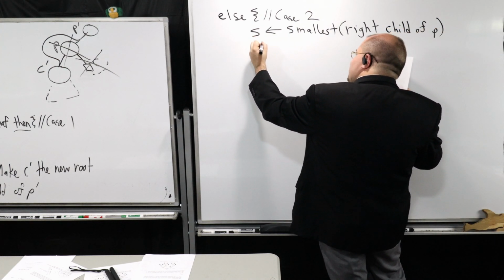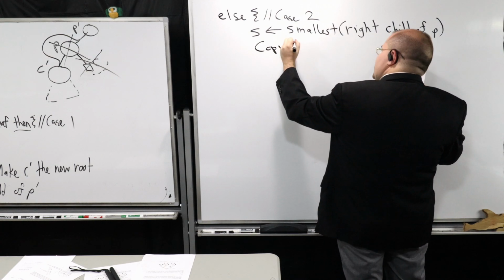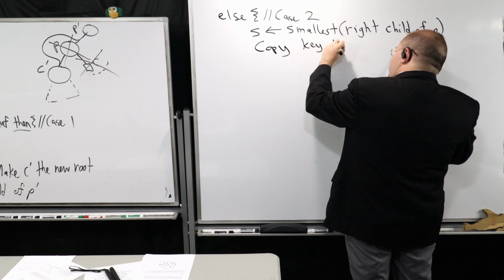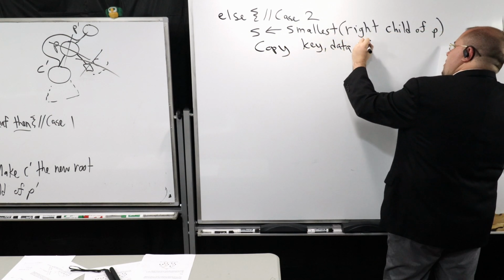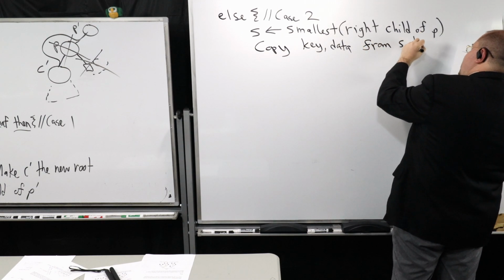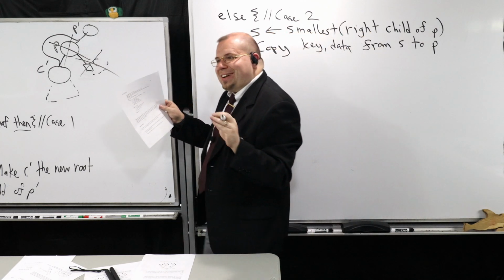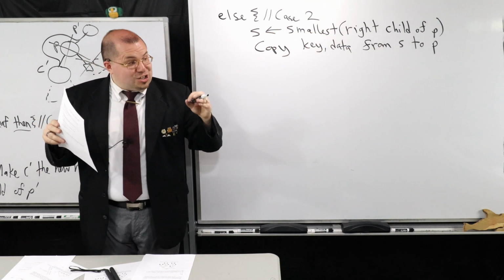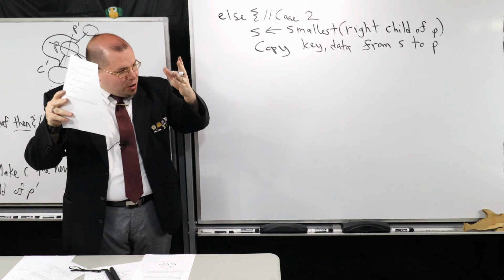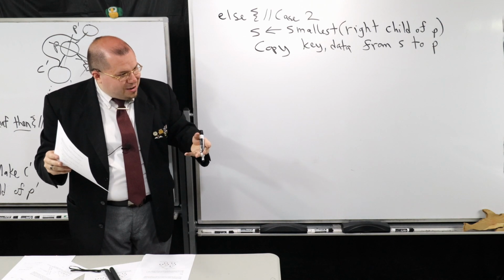And then, of course, we need to copy the key data or record information from S to P. Now, I must really stress this. You need to deep copy. I mean, you're going to straight up copy the attributes themselves.